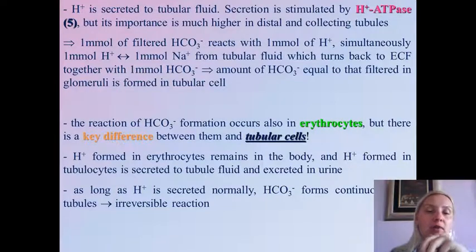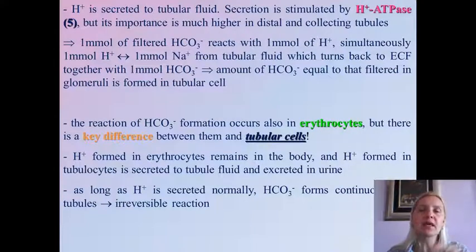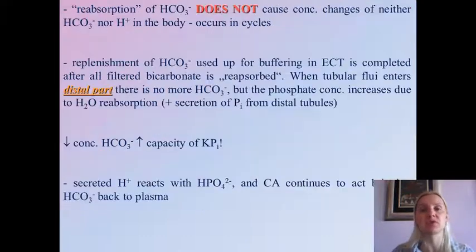But the reaction of bicarbonate ion formation occurs also in erythrocytes, if you remember my last video presentation. But there is a key difference between events in erythrocytes and events in tubular cells. Because if you remember what I've mentioned before, hydrogen which is formed in erythrocytes remains in the body, and hydrogen formed in tubular cells is secreted to tubular fluid and excreted in urine. So, as long as hydrogen ions are secreted normally, bicarbonate ions form continuously in tubules, and this process is irreversible.